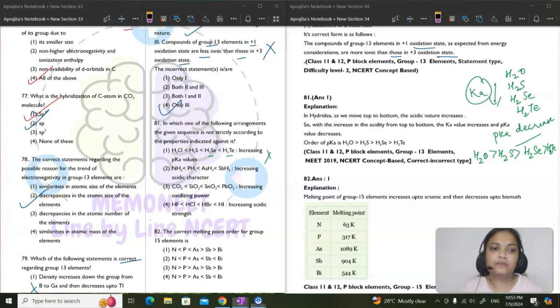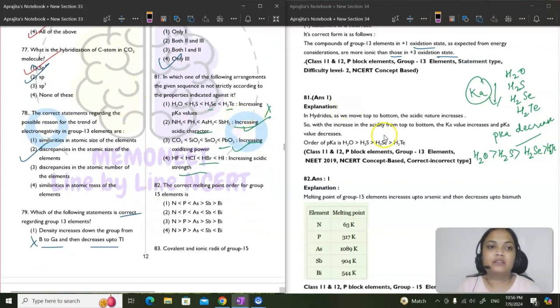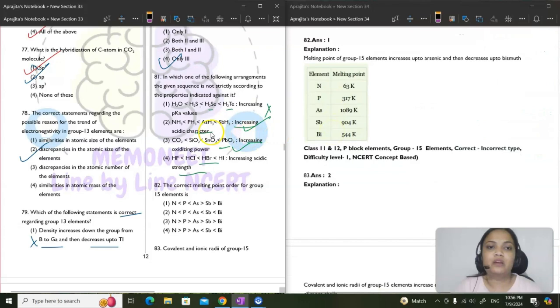Okay. Next, let's have a look at the other options also, students. So yes, for group 15 hydrides also, the acidic character will increase on moving down the group. So this is true. And for the oxides, the oxidizing power increases again on moving down the group, and here again the acidic strength increases. Okay, so for hydrides, just remember, if we are moving down the group, the acidic strength is going to increase.